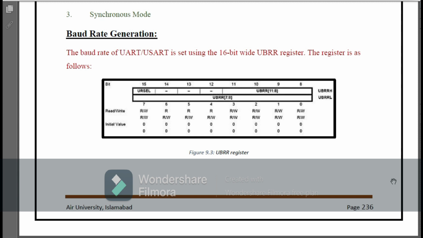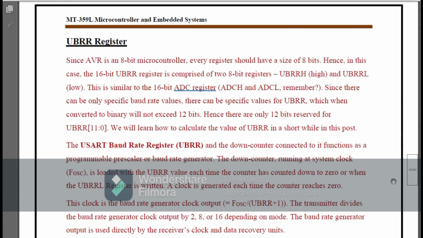So basically UBRR is a 16-bit register. Since AVR is an 8-bit microcontroller, every register should have a size of 8 bits. Hence, in this case, the 16-bit UBRR is comprised of two 8-bit registers, UBRRH high and UBRRL low. This is similar to the 16-bit ADC register, ADCH and ADCL.